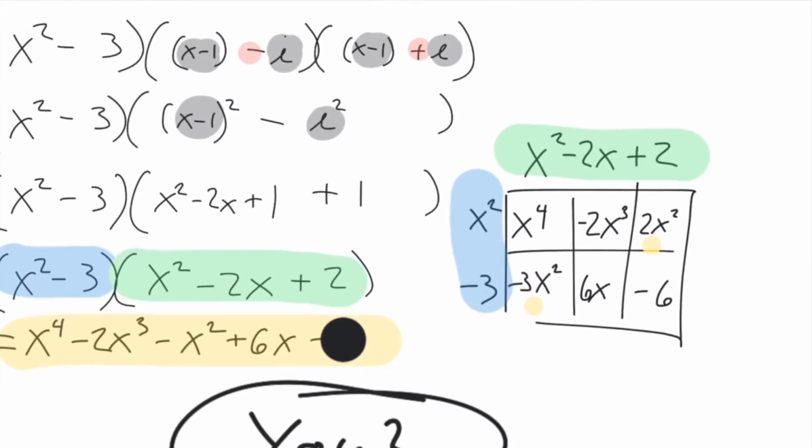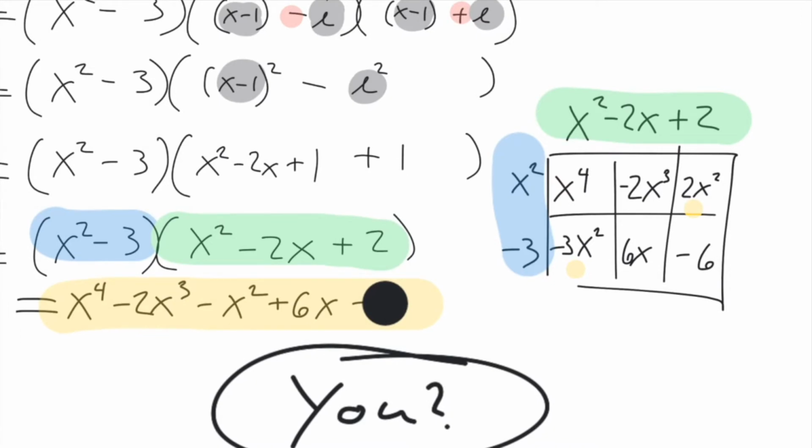I'll use the table method over here. You can see that's the blue part times the green part. Blue part times the green part is here. x squared times x squared is x to the 4th. Negative 2x times x squared is negative 2x cubed. 2 times x squared is 2x squared. Here, x squared times negative 3 is negative 3x squared. Negative 2x times negative 3 is positive 6x. 2 times negative 3 is negative 6.